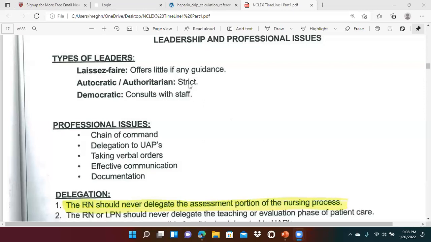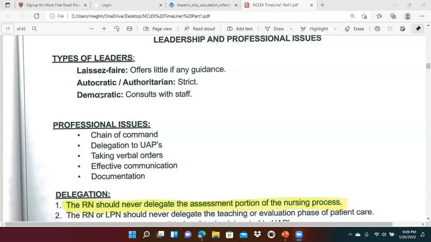Let me recap it. Autocratic leadership is a type of leadership characterized by decision making without input from your team members. In an autocratic leadership style, the leader makes all of the decisions without any consultation or input from the rest of the team members. The next one is called democratic, meaning consult with the staff.